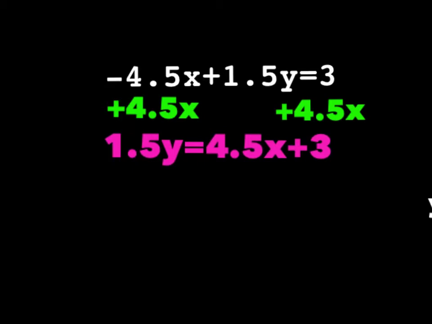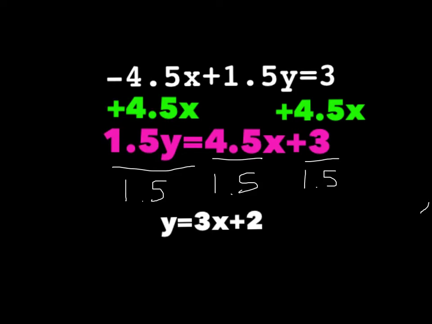Our next step is isolating y even further, so it is just y on this side, not 1.5y. And so what we're going to do is we're going to divide everything by 1.5. y divided by 1.5 is y. 4.5x divided by 1.5 equals 3x. And 3 divided by 1.5 equals 2. And so that is going to leave us with y equals 3x plus 2.